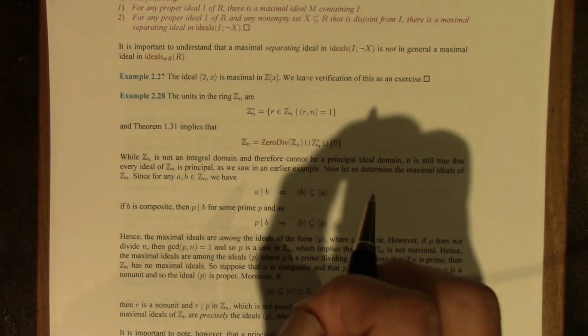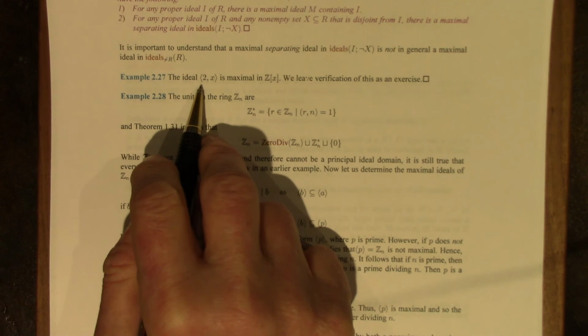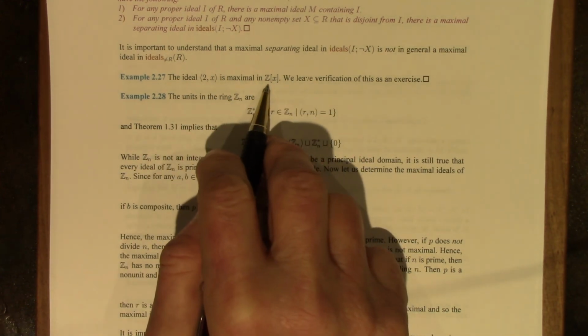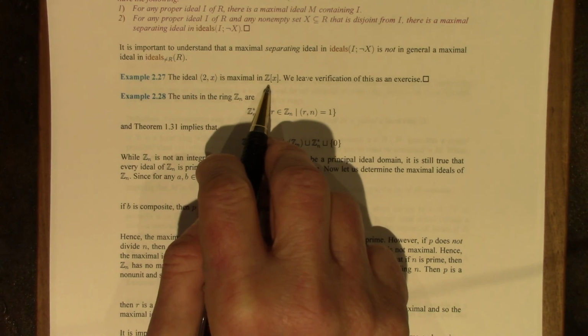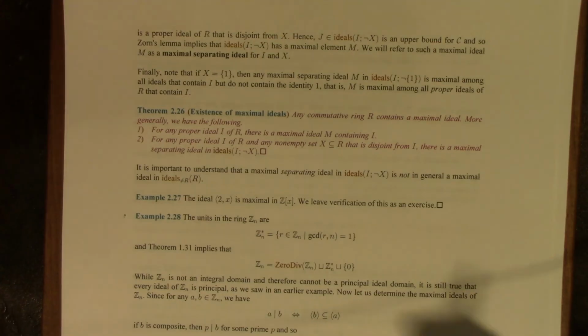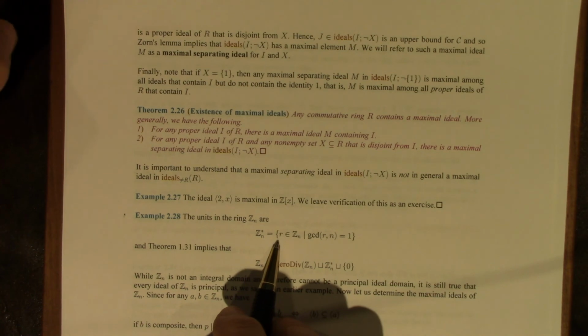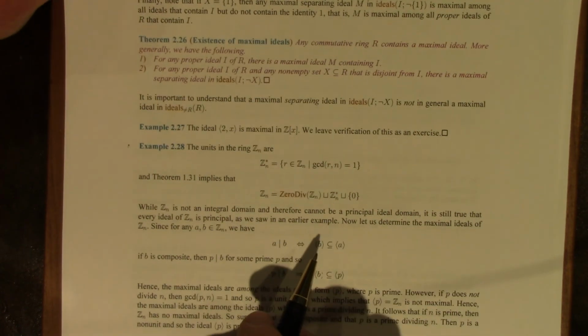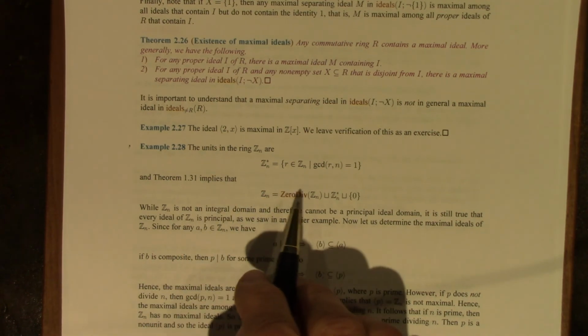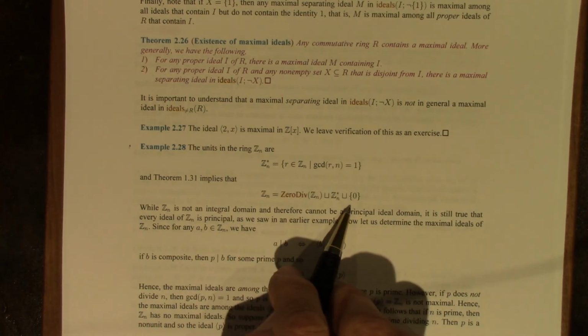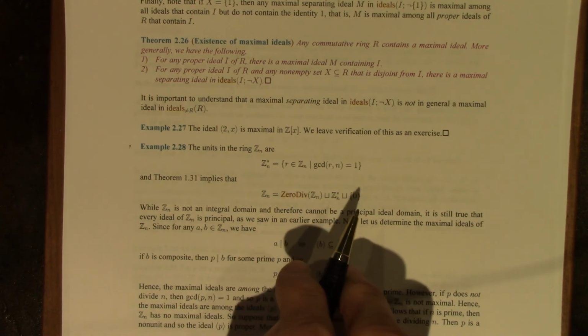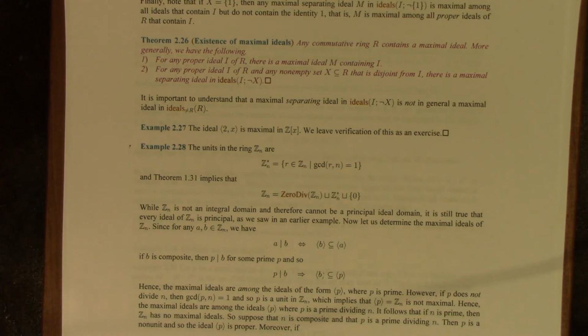A couple of examples of maximal ideals. This ideal, generated by 2 and X, is maximal in the ring of integer polynomials. And I'm going to leave that for you to check. Another example, the units in the ring Zn, as we know, are the elements in Zn that are relatively prime to n. And we also know that Zn can be decomposed into a disjoint union of these three sets. Now, while Zn is not an integral domain, and so it can't be a principal ideal domain, it is still true that every ideal of Zn is principal, and we saw that in an earlier example.